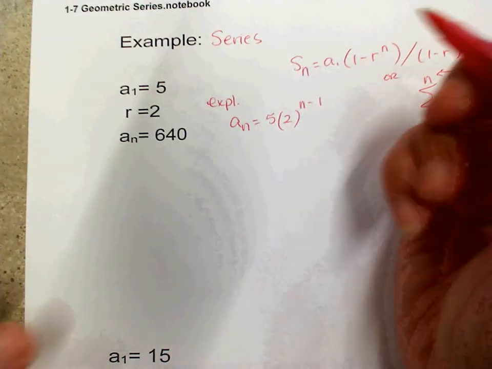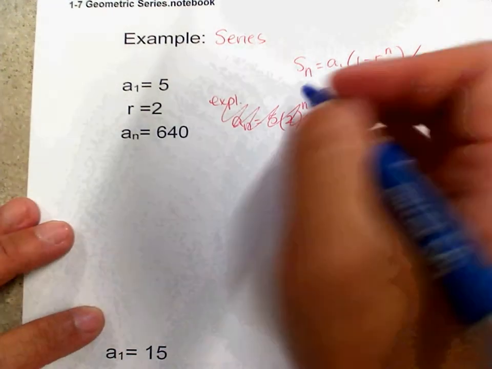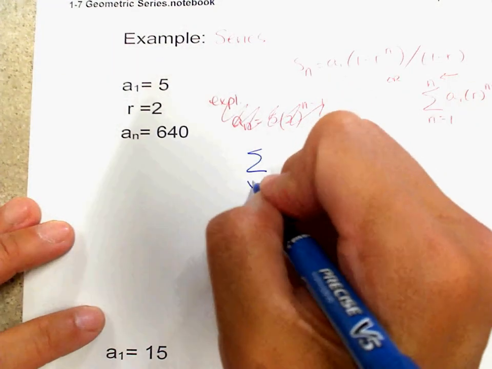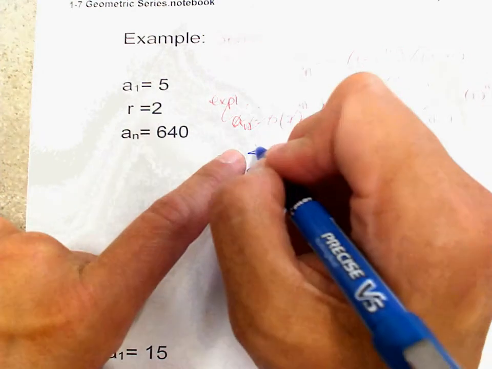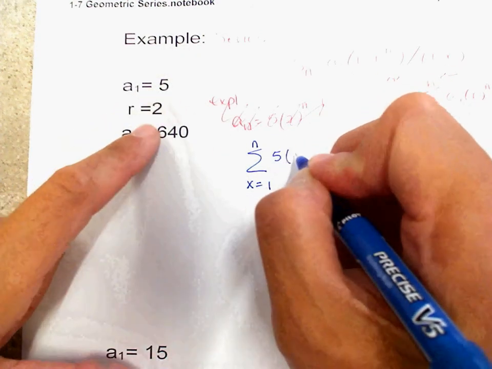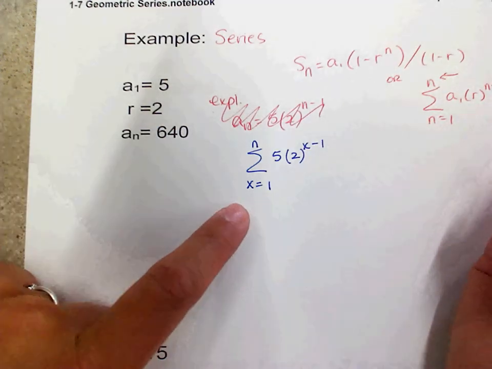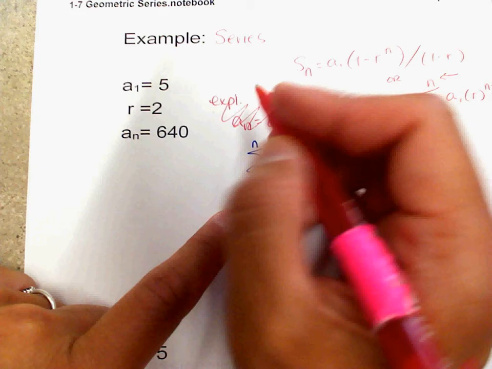Do this. Sigma, x equals 1. I don't know what this n is. Leave it. And you have 5 times 2, x minus 1. Do you guys see how I just wrote that? We are going to go look for this. How do you go about looking for it?